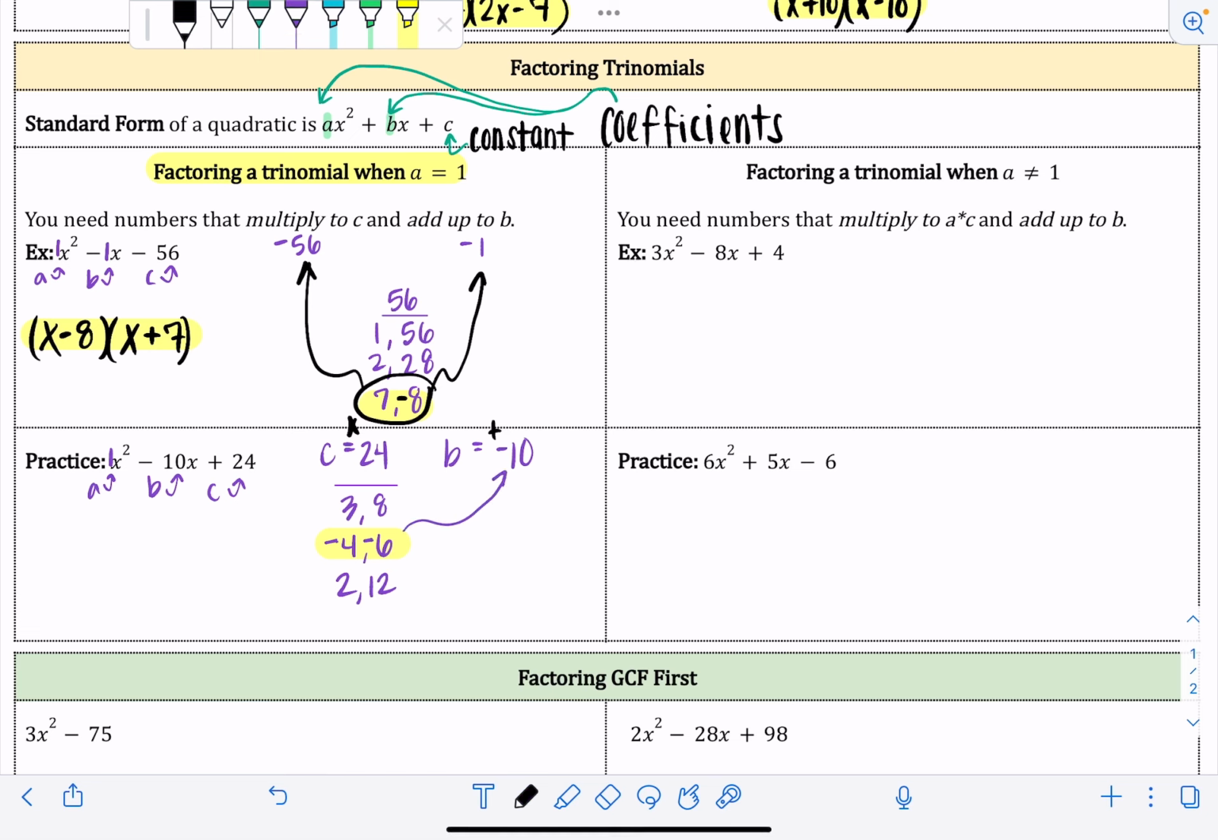So once I have my numbers, then it's pretty straightforward. I set up my two parentheses. And since A was 1, I just have to do x and x. And then the numbers that I picked that multiplied to C and add up to B fill in the rest of the parentheses. So minus 4 right here, minus 6. And it doesn't matter which one you put where, it can switch from here to here. So x minus 4 times x minus 6.